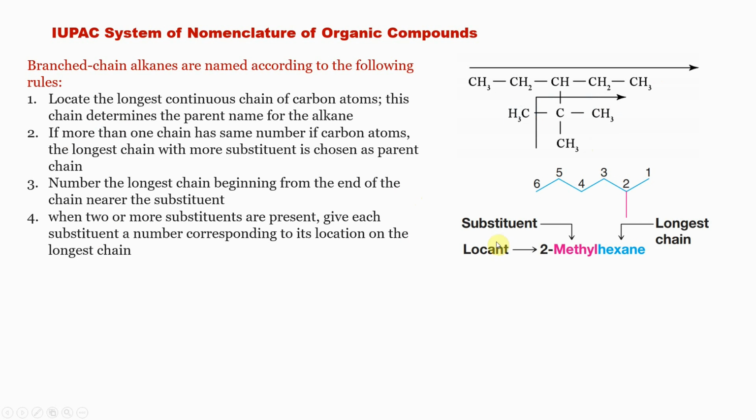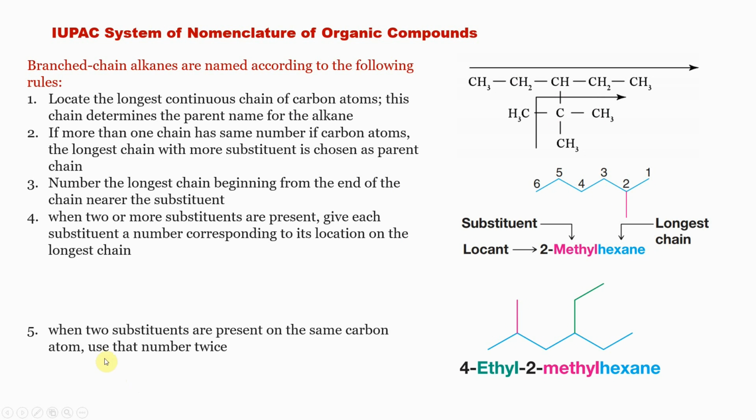Next thing we want to look at is substituent and longest chain. I'm just saying the same thing here. The locant is the number that you give. Here, even 2,2 is called a locant. The substituent is what we gave as dimethyl; here I have given methyl. Longest chain is hexane. When two substituents are present on the same carbon atom, use that number twice. We saw 2,2 dimethyl. Here there are different substituents, so I have two different ways of giving, methyl or ethyl. Which one should I give?